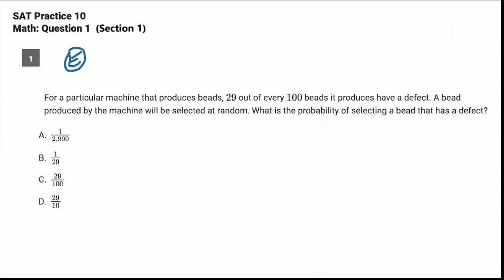For a particular machine that produces beads, 29 out of 100 beads it produces have a defect. A bead produced by the machine will be selected at random. What's the probability of selecting a bead that has a defect?